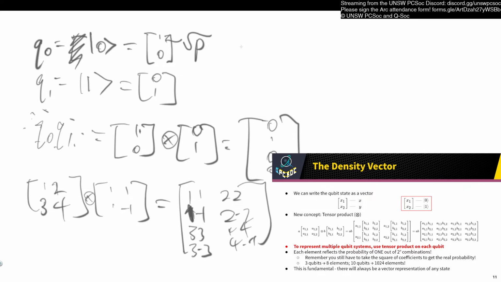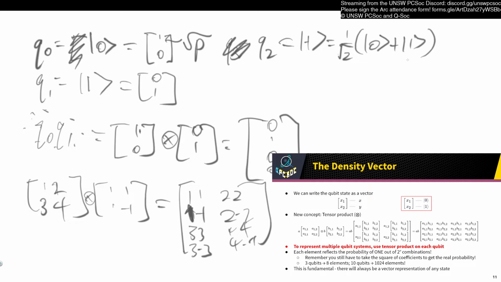Okay, now let's add in a third qubit. So start from 0. Q2 is equal to, let's say, our plus state. What's our plus state? It's 1 on root 2, 0 plus 1, as we demonstrated before. What does this look like in vector format? It will look like 1 on root 2. Sorry, this is a hidden 1 in front, right? So it will just look like this.